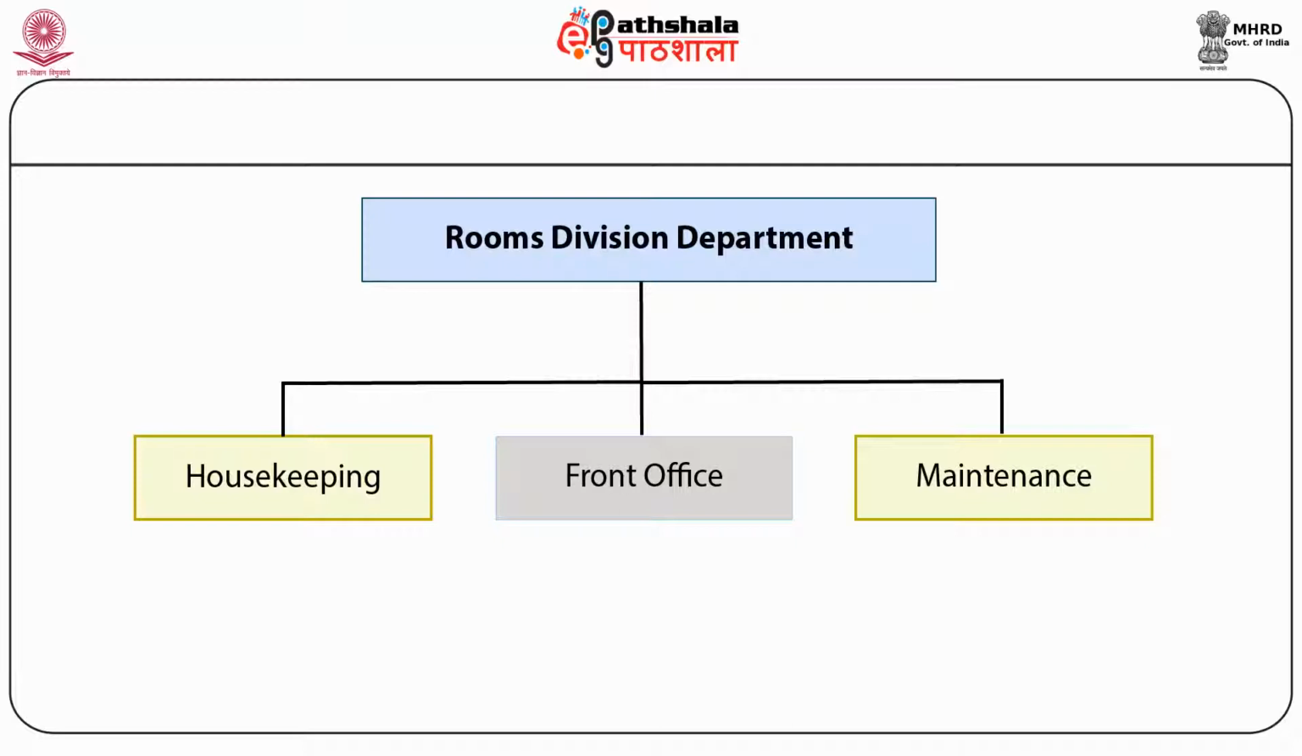This is because the sale of rooms constitutes a minimum of 50% of the total revenue of a hotel. A hotel's largest margin of profit comes from room sales because a room once made can be sold over and over again. The rooms division is headed by the rooms division manager, to whom the front office manager, executive housekeeper, and very often the chief engineer report.